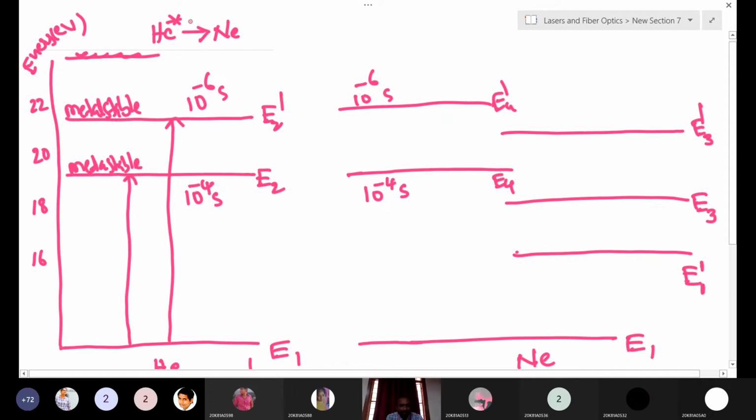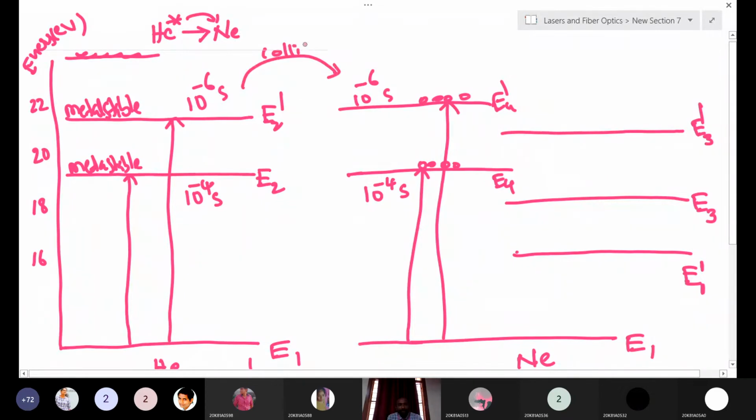Okay, so once they interact and collide, the excited helium atoms give some energy to the neon atoms. Once the neon atoms get this energy, they also excite to these two levels, E4 and E4 dash. So how are these neon atoms getting excited here? By collision only, by interaction only, we are getting the neon atoms to excited levels.